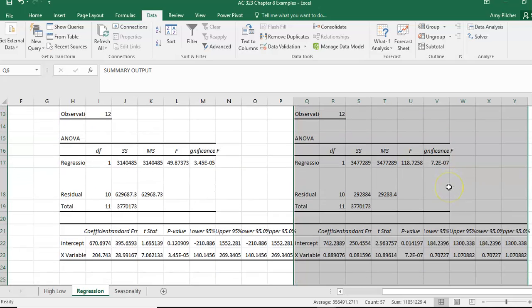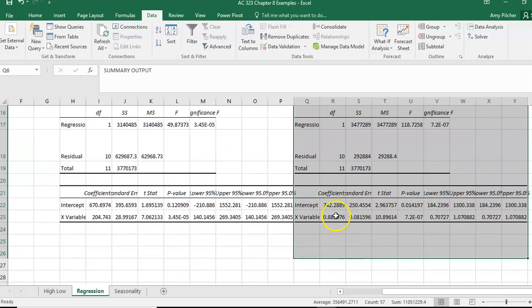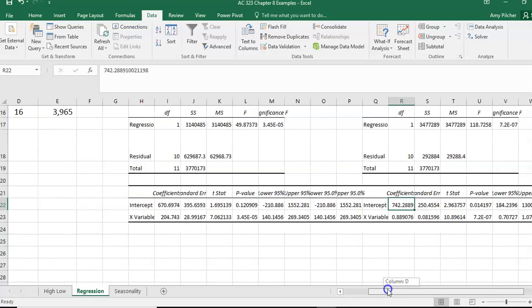Now we have a regression analysis for square feet. We see we're a lot closer on the high-low with square feet. Here, we get a variable of 89 cents versus the 90 cents that we had from the high-low. And our fixed costs then are $742 to give us our total cost.